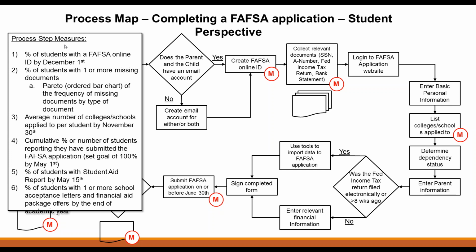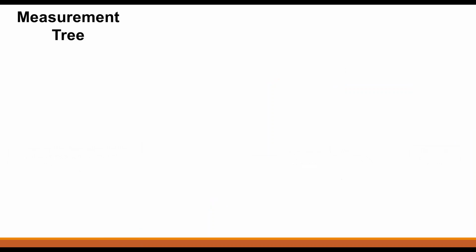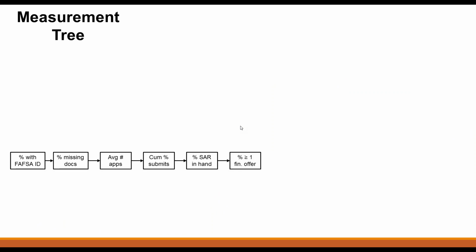So if we click forward, we can start to use these process step measures to build what I like to call a measurement tree. Here are the 6 measures from the FAFSA process. We understand that each of these is critically important, and that we would want to get a high percentage who get their FAFSA ID, a high percentage of students who have more than one application developed, a high percentage who submit their applications to the federal government, and so forth.